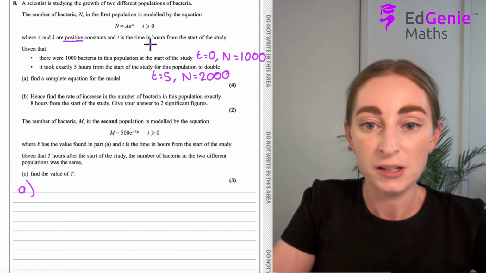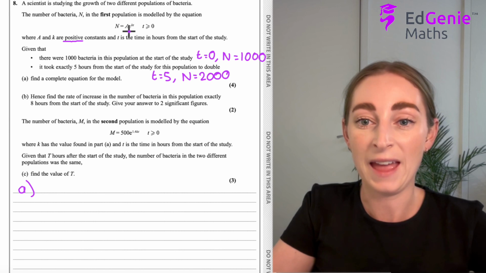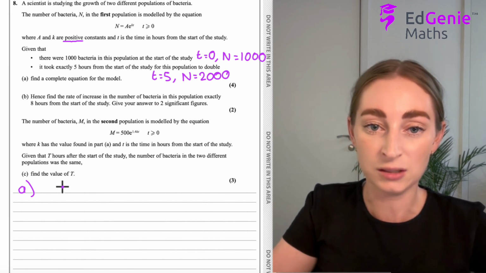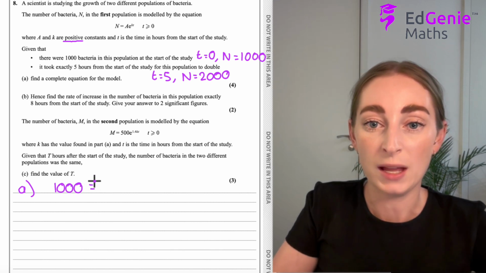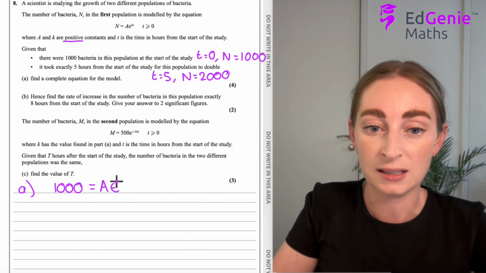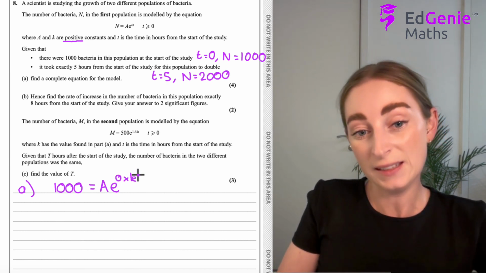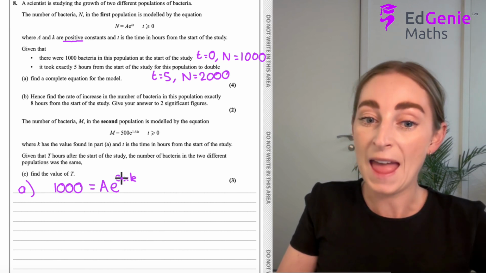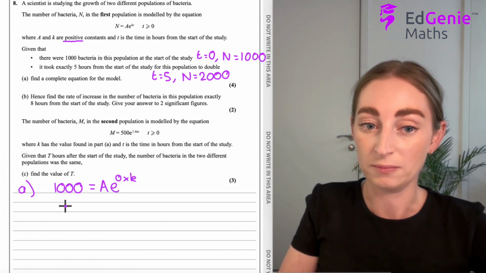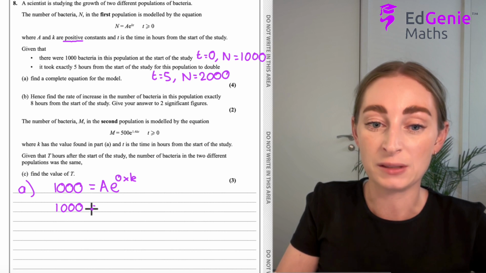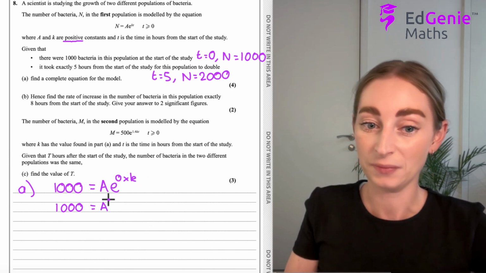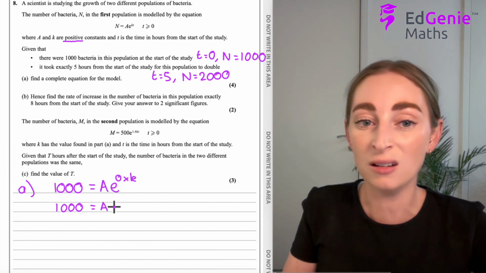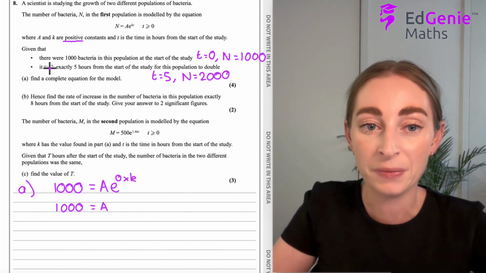So the first one, you might be able to see already that a is going to be 1,000, but if you can't, don't worry. So we know that n is 1,000 when t is 0. So a times e to the power of 0 times k. This is going to be 0. Remember, anything to the power of 0 is 1. So this is the same as 1000 equals A times 1, but that's just A. Okay, so well done if you could do that in your head, but if you can't, then it doesn't matter. You could write it like this and have a go.